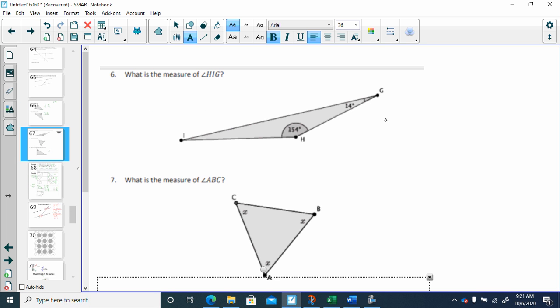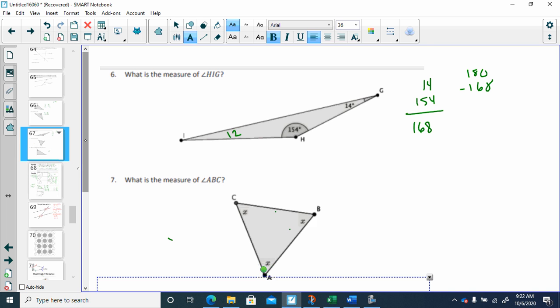And then on page 147, three angles would add up to 180, so 154 plus 14, if I add those up, 168. Okay, and subtract that from 180. 180 minus 168 would give me 12. Let's check to see if that works. 12 plus 154 plus 14 would give me 180.